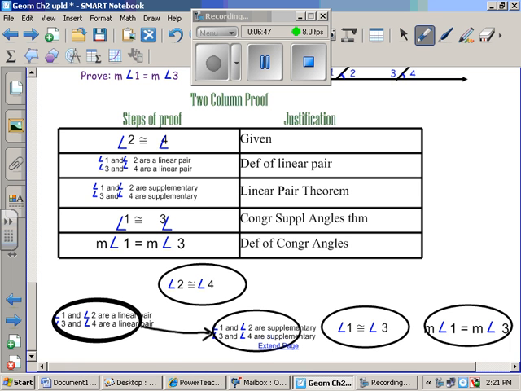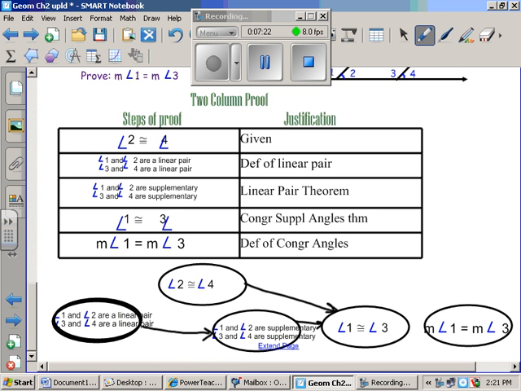Okay? How about why angle 1 is congruent to angle 3? Does that have something to do with them being supplementary? Remember how we talked about it? Angle 4 and angle 2 are equal, and because they're a linear pair, they're supplementary. That means angles 1 and 3 have to be equal too. So that's going to be this one and that one. Both of those are going to make angle 1 congruent to angle 3.